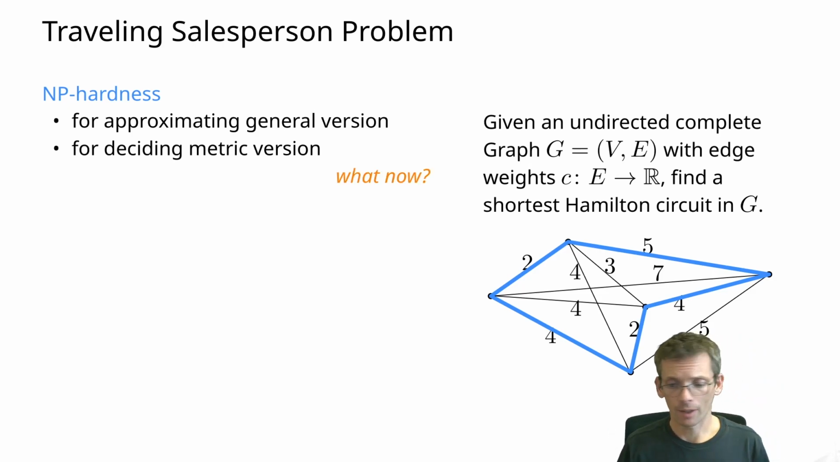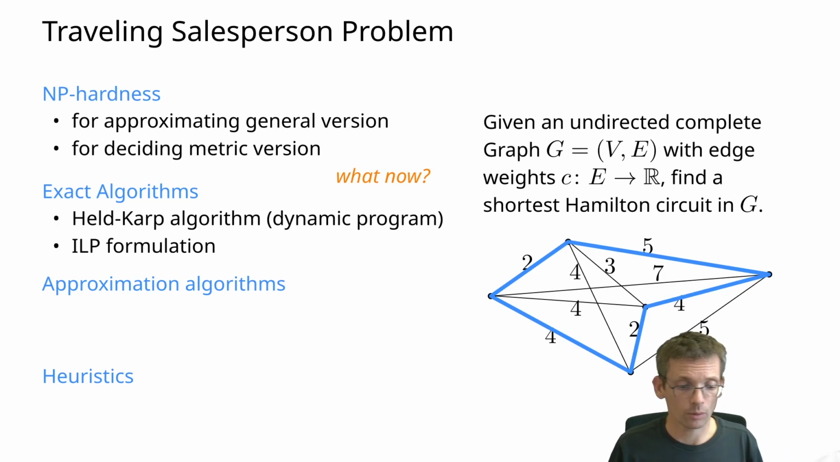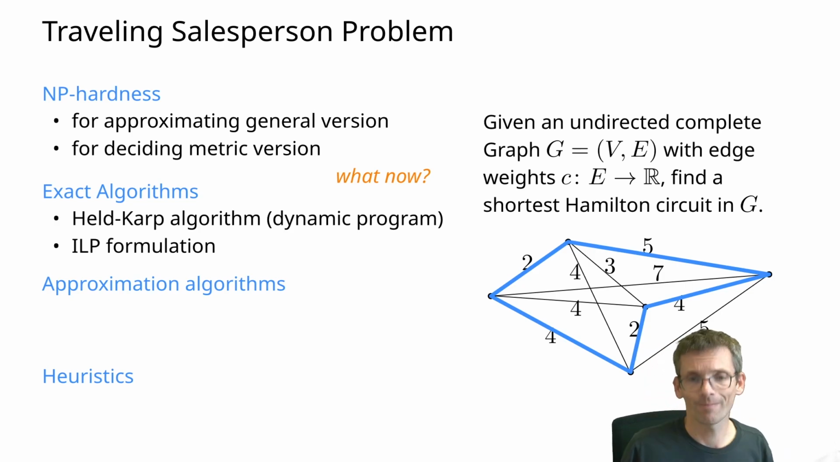What should we do? There are various options. For some small instances, we can still use exact algorithms. For instance, a dynamic program that we're going to see next or soon. You can also use ILP formulations, so integer linear programming, and then use a corresponding solver, so Gurobi or CPLEX or whatever solver you would like to use.